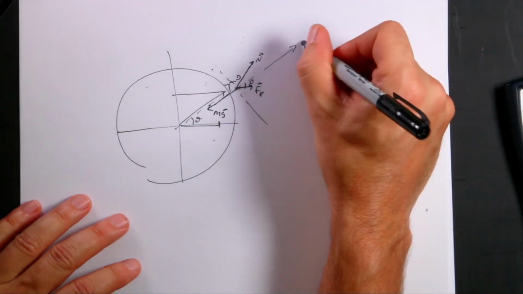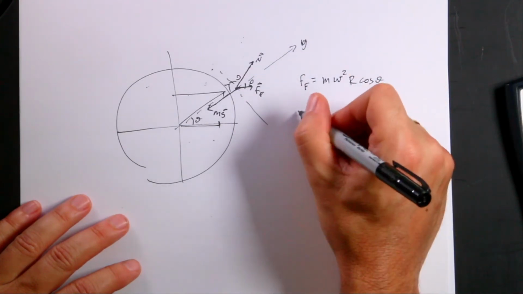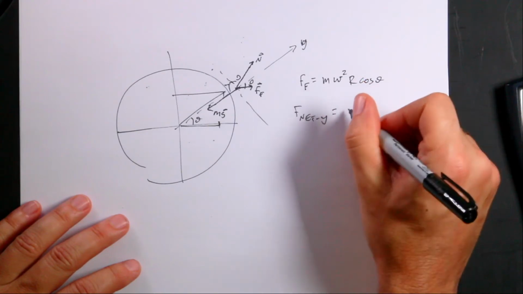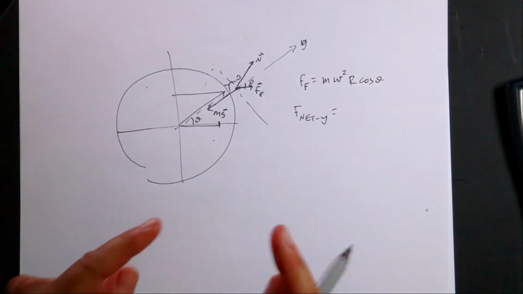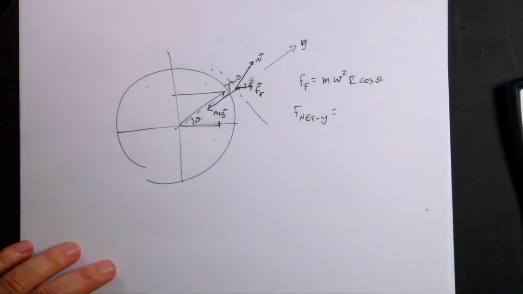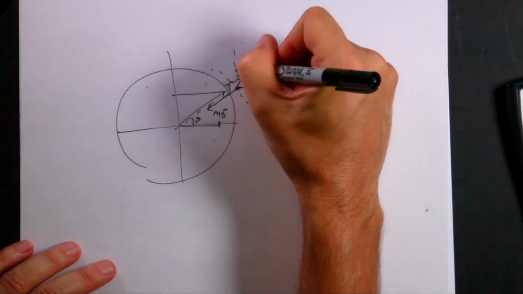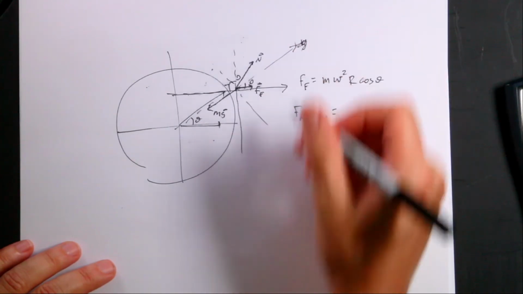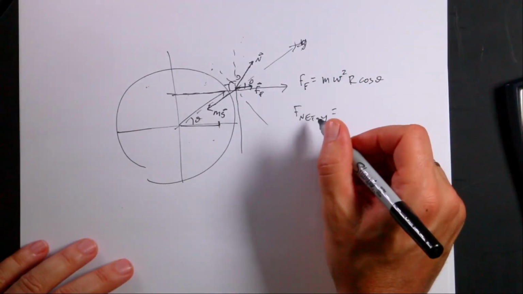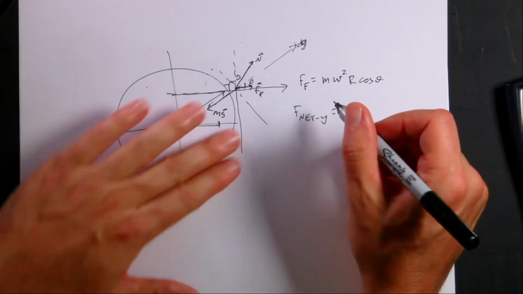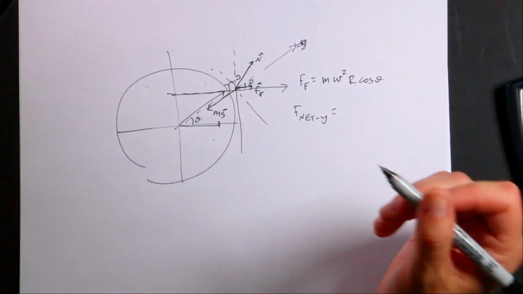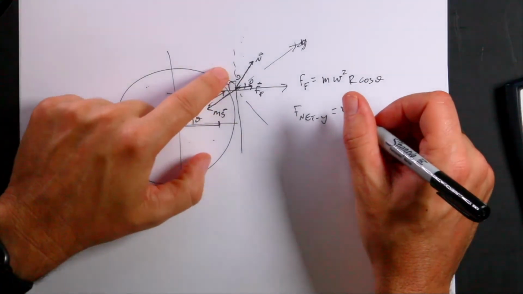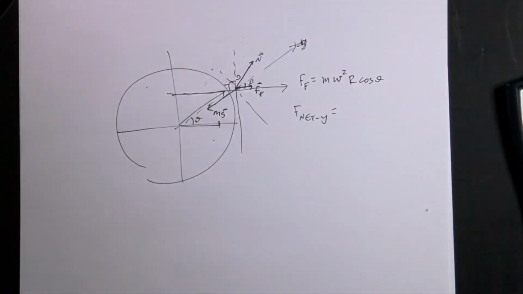So let's call this Y. So F net Y is going to be 0 in this rotating frame. I shouldn't do that. I should do it like this, I guess. Let's call this X. That just makes more sense. So F net Y is 0, right? Because the acceleration, in both directions, the net force is 0. So I have, no, let's do it the other way.